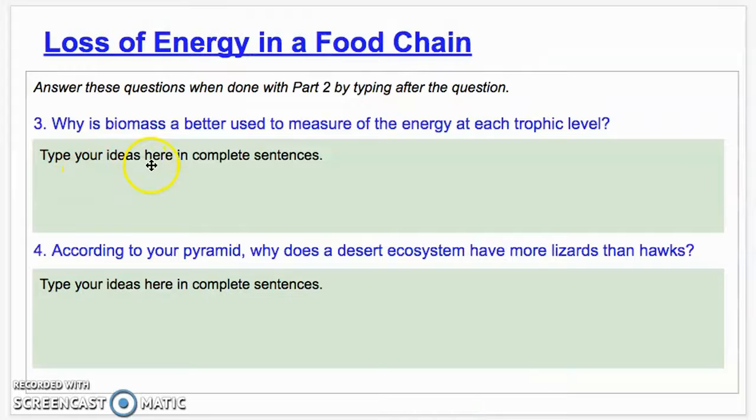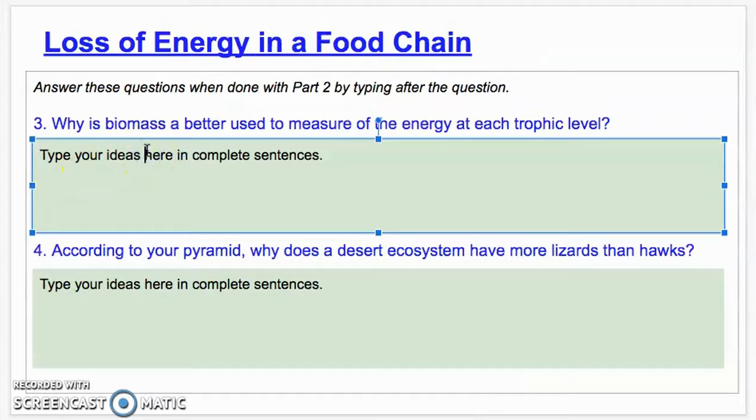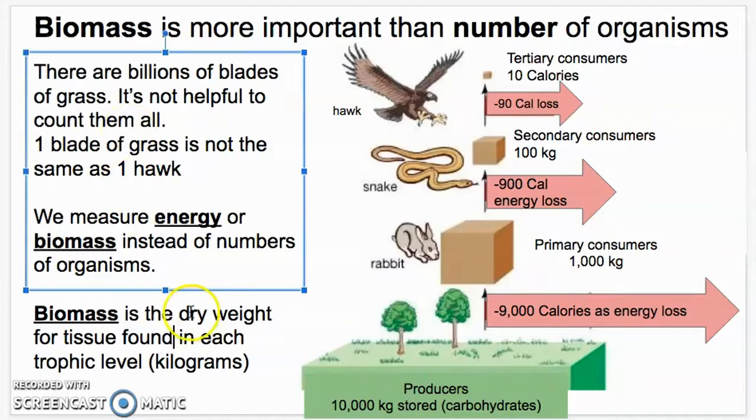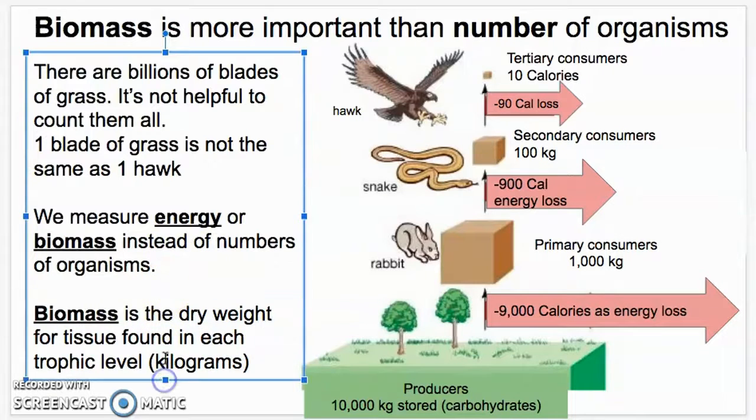Your third question is, why is biomass better used to measure energy at each trophic level? Remember how we talked about how you can't count all the billions of blades of grass, so it's not helpful to say, oh, there's 1,000,000 blades of grass in one hawk. It's really better to measure the dry weight or the mass in kilograms at each level of each organism, or to measure the amount of energy in calories.